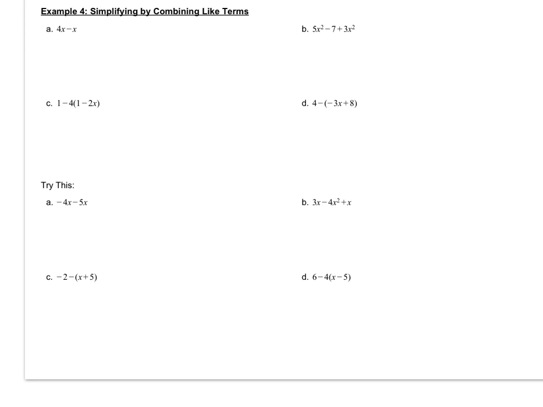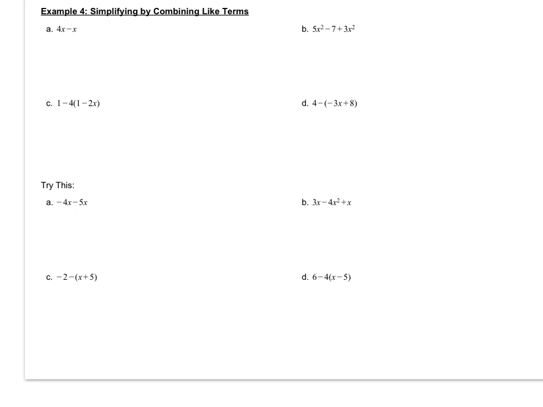In example 4, we are going to go through simplifying by combining like terms. If we take a look at letter A, we can only simplify things that have the same variable raised to the same exponent. So both of these terms, the 4x and the negative x, have this same variable, both being raised to the first power.